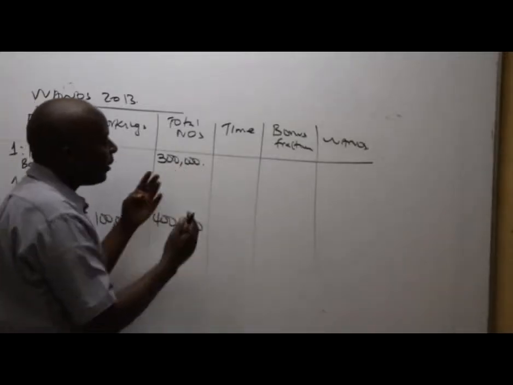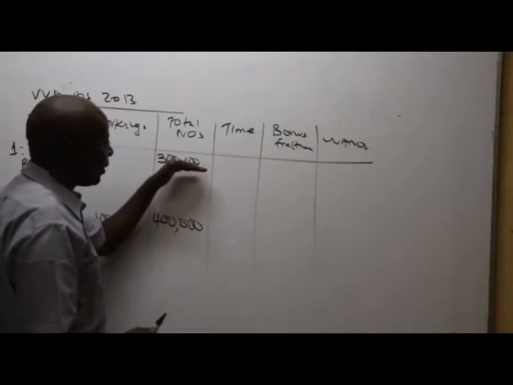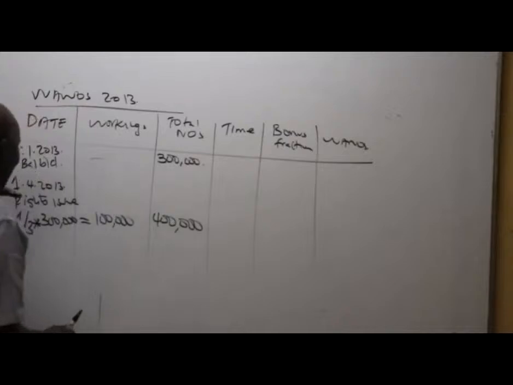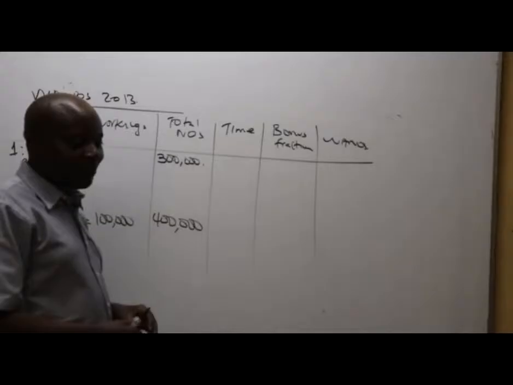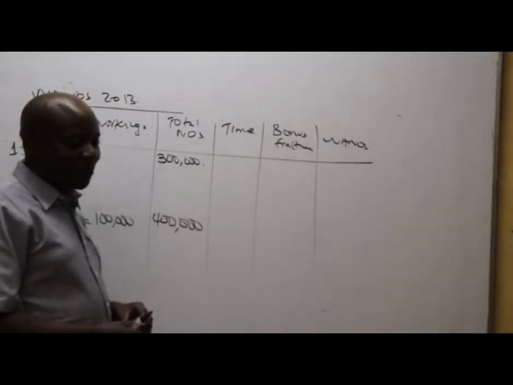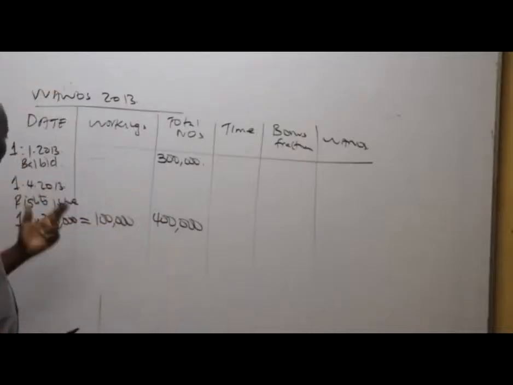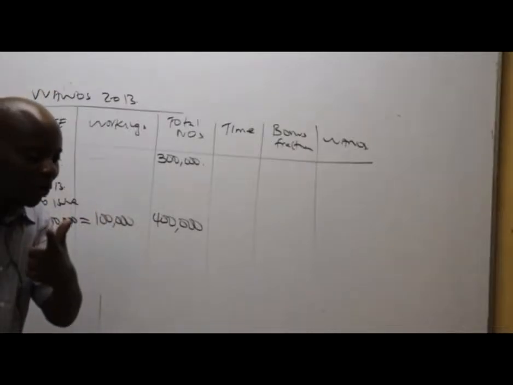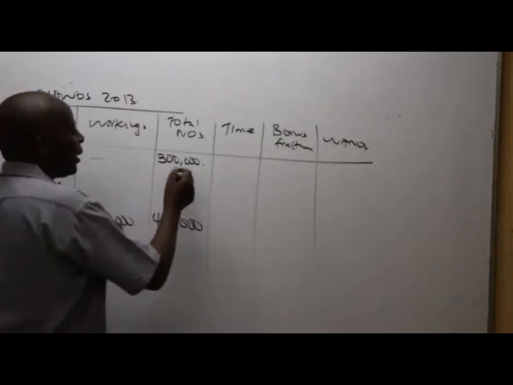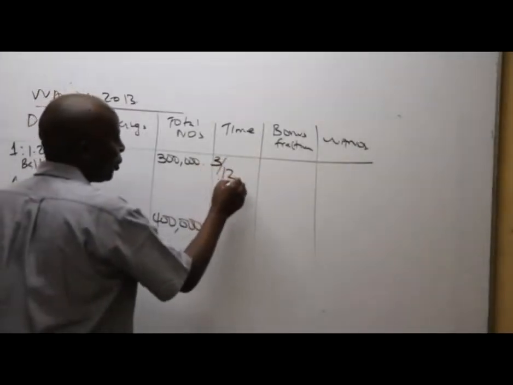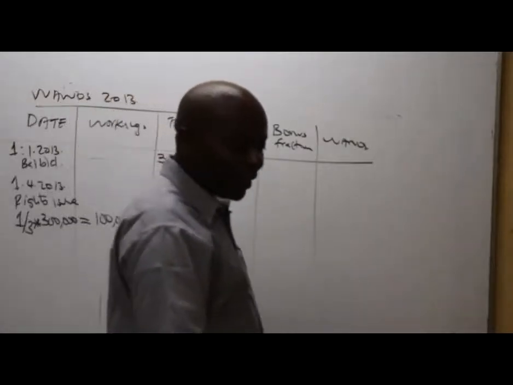Now, give me the time between this issue and this issue. What is the time between this and this? So we have January, February, March, April. No, because this was at the beginning of April. So 3 months. So this will be 3 months out of what here? 12 months.